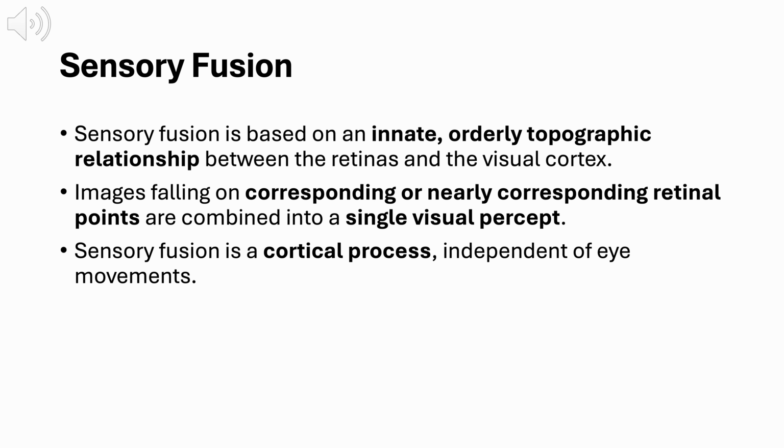This slide narrows fusion down to its sensory component. Sensory fusion depends on an innate and highly organized map between the retinas and the visual cortex. From birth, the brain is wired to know which retinal locations belong together. When images fall on corresponding or nearly corresponding retinal points, the cortex combines them into a single visual percept. This happens even if the match isn't perfect, as long as the disparity stays within a tolerable range.